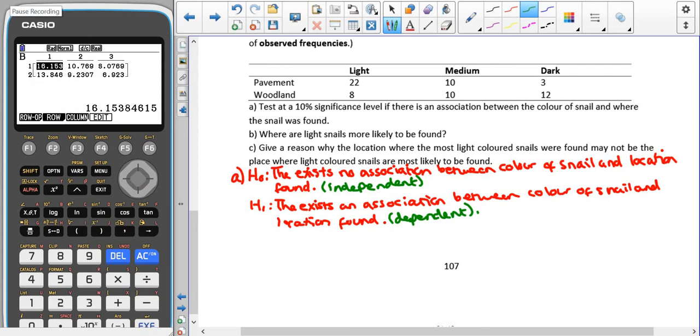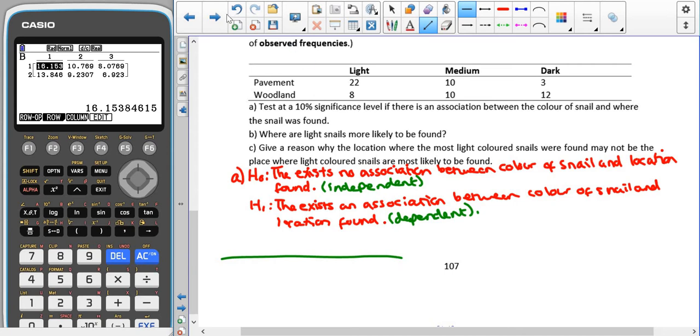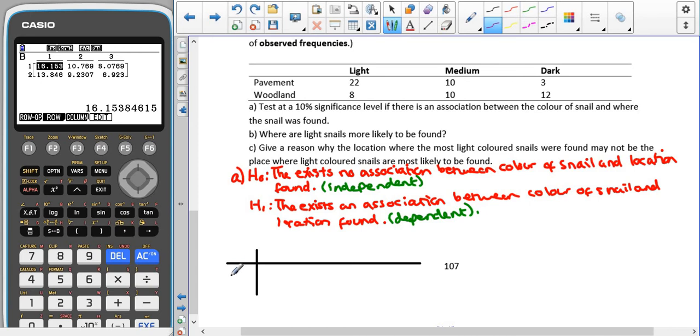So in a separate table, I'm just quickly going to draw one here. There we go. So we don't have to write down the whole words. P and W will be fine for pavement and woodland. Light, medium, dark are fine for the top bits.